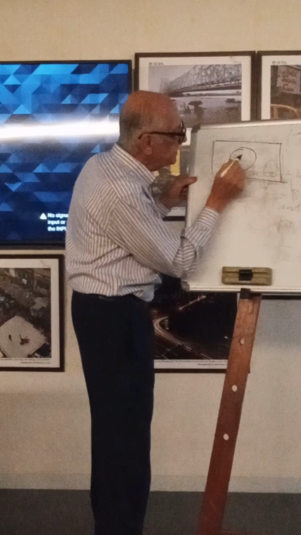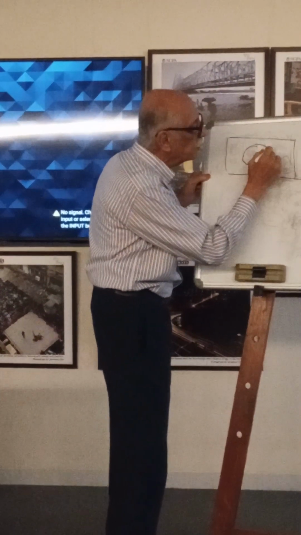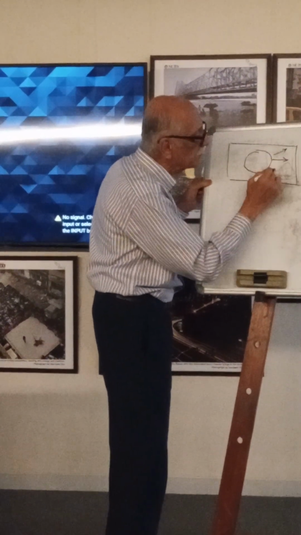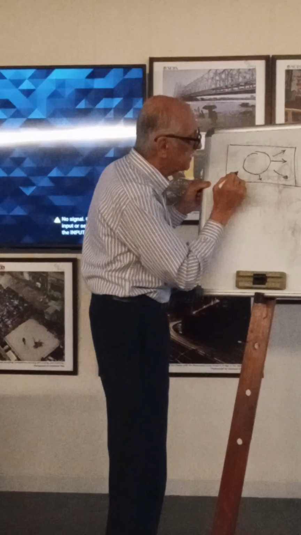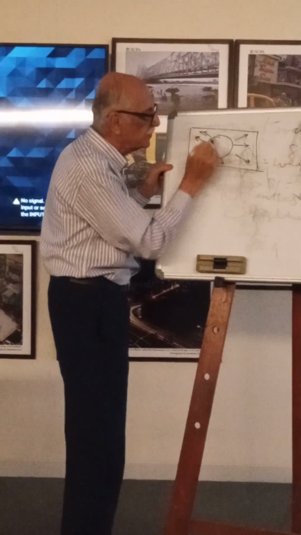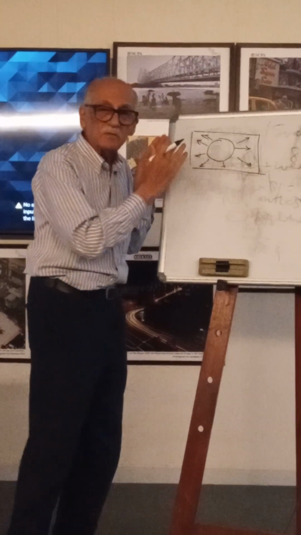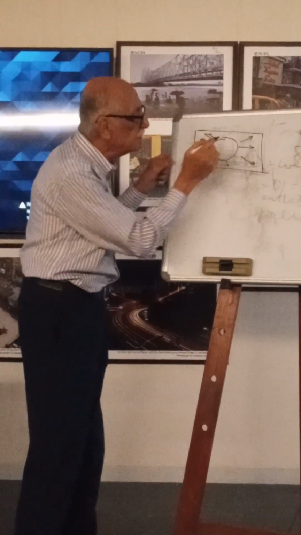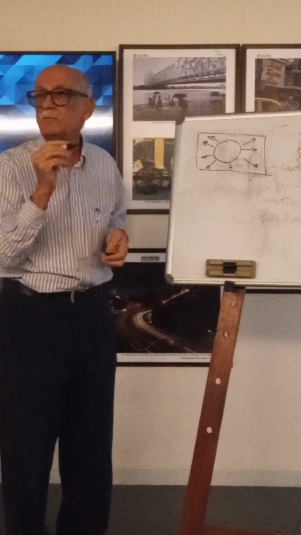So the camera reads mainly from here. It also reads from these areas, mind you. But as it goes away from the center, it reads less and less. Maximum reading is from here, so it is called center weighted.